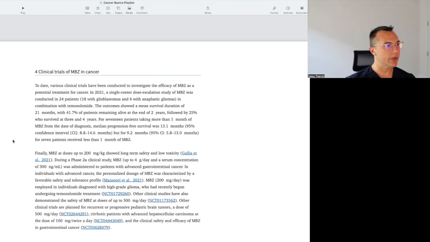Mebendazole 200 milligrams per day was employed in individuals diagnosed with high-grade glioma who recently had begun undergoing temozolomide therapy. Other clinical studies have demonstrated the safety of mebendazole at up to 500 milligrams per day. Other clinical trials are planned for recurrent or progressive pediatric brain tumors, at a dose of 500 milligrams per day, and for cirrhotic patients with advanced hepatocellular carcinoma at the dose of 100 milligrams twice a day, to assess clinical safety and efficacy of mebendazole in gastrointestinal cancer.